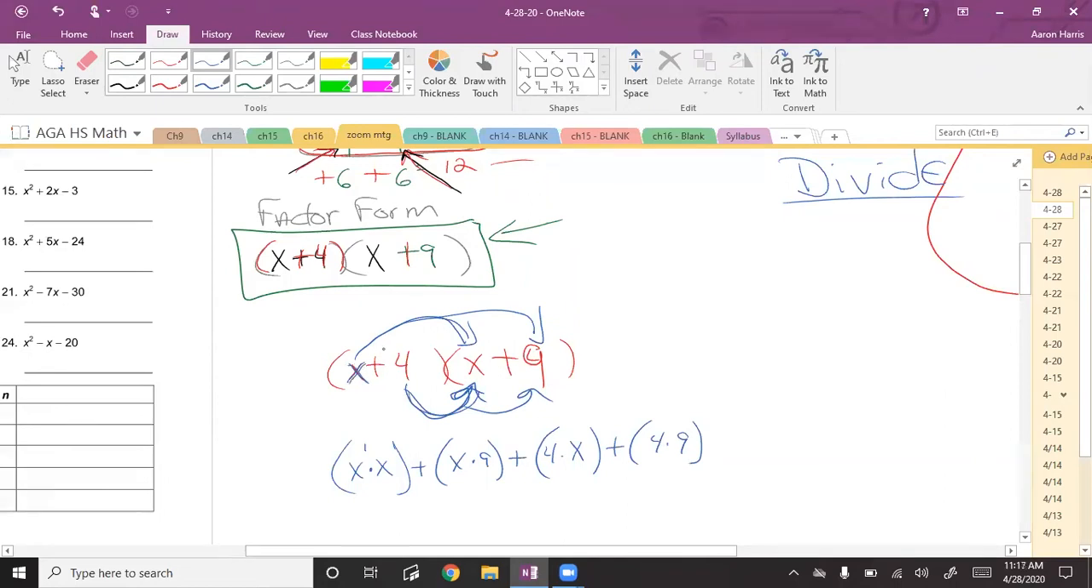Here's an x. So x times x. Then I did x times 9. Then I did 4 times x. And then 4 times 9. Does that make sense? Yeah.